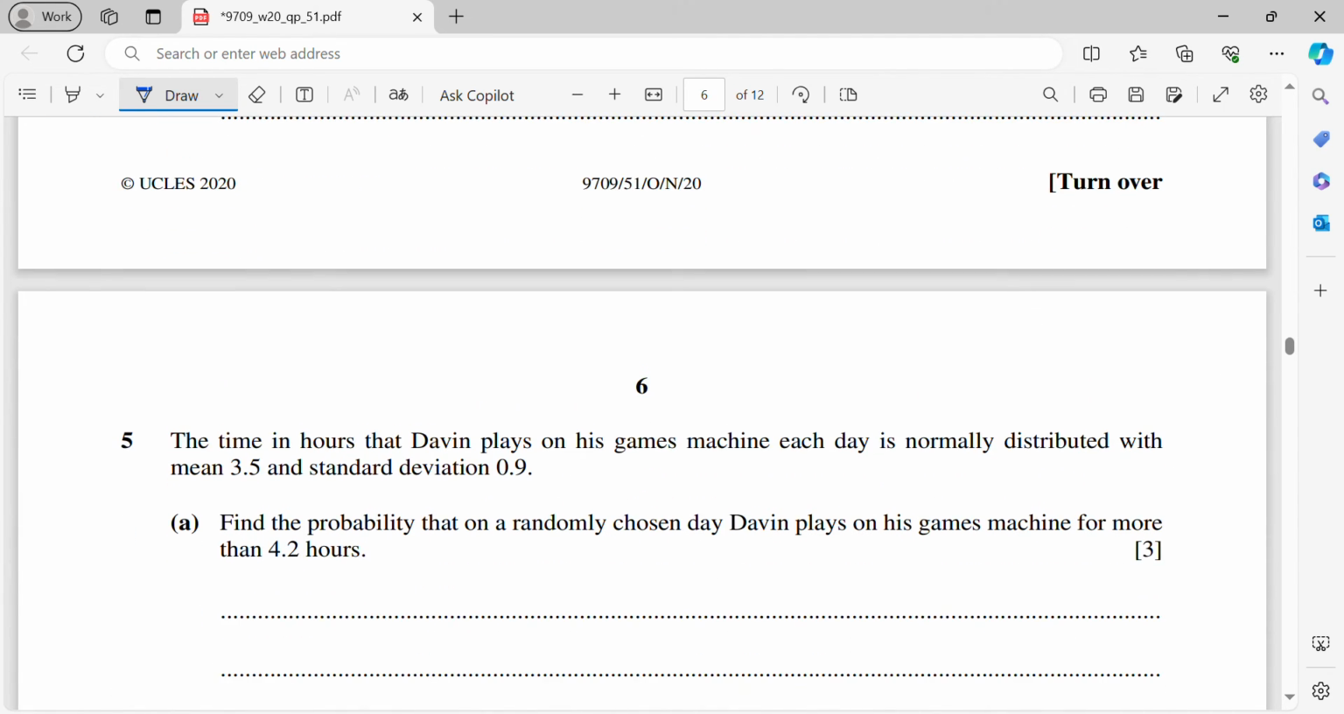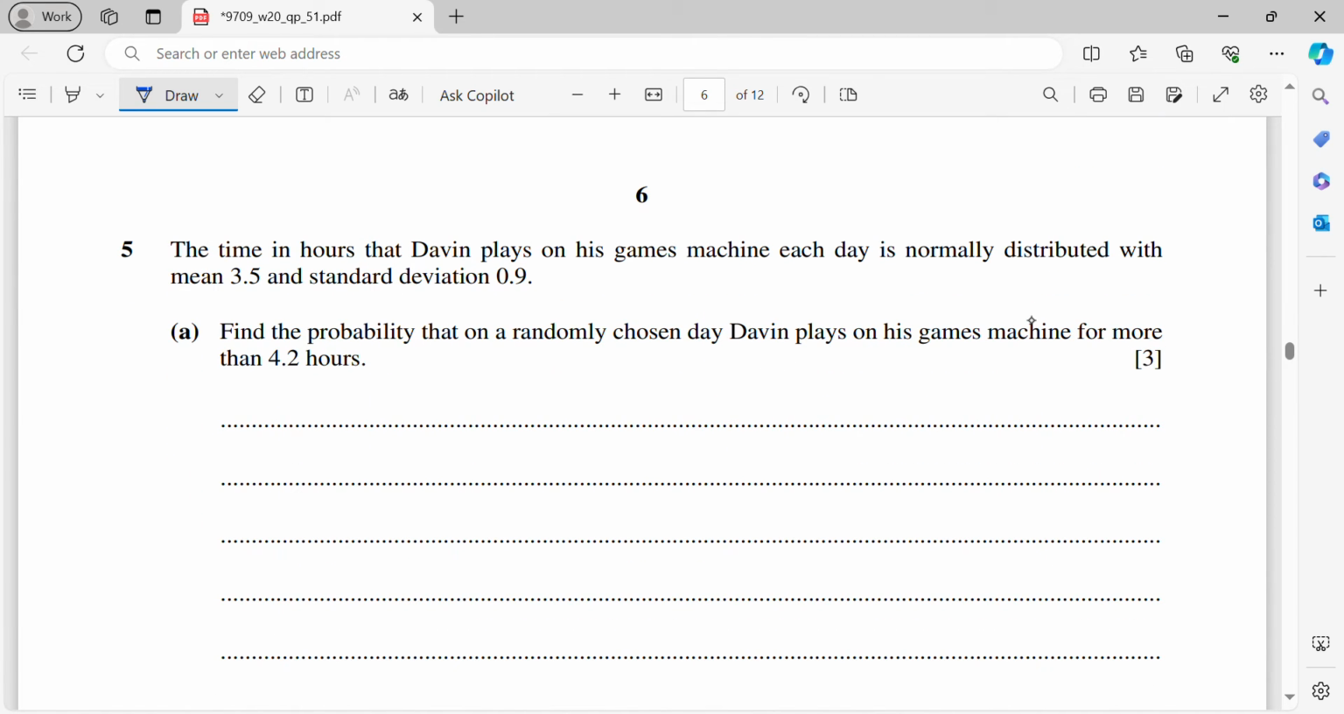For question number 5, the time in hours that Darwin plays on his game machine each day is normally distributed with mean 3.5 and standard deviation 0.9. Okay, this is the time spent on games machine. Now A, find the probability on a randomly chosen day Darwin plays on his games machine for more than 4.2 hours. So this is X, is normally distributed. The mean is 3.5. Standard deviation is 0.9.